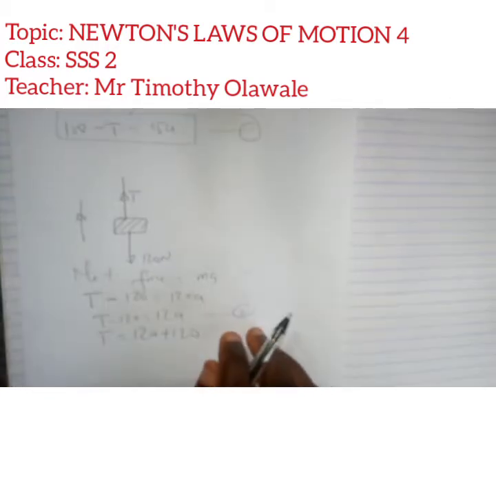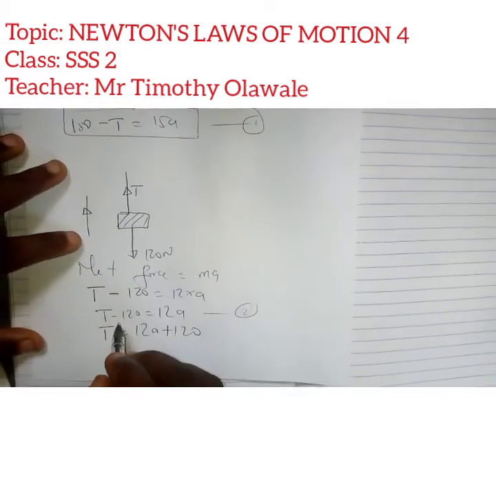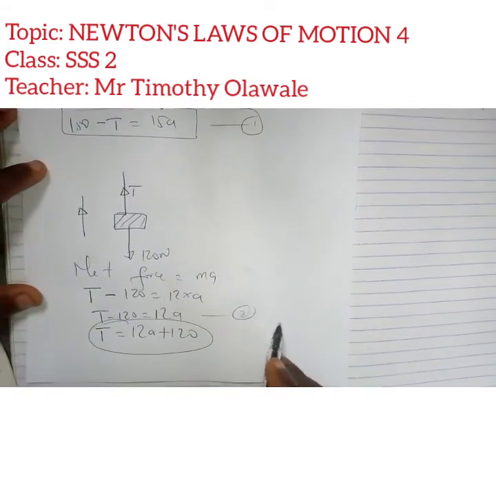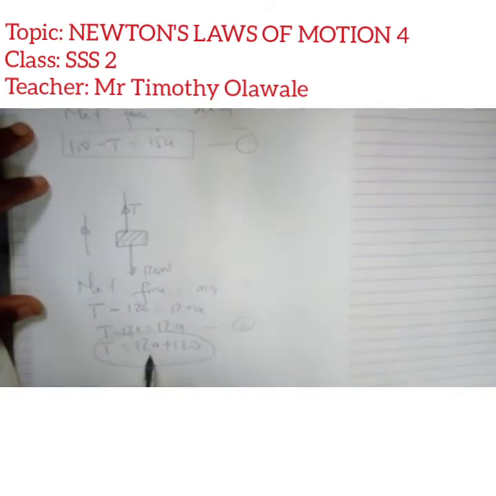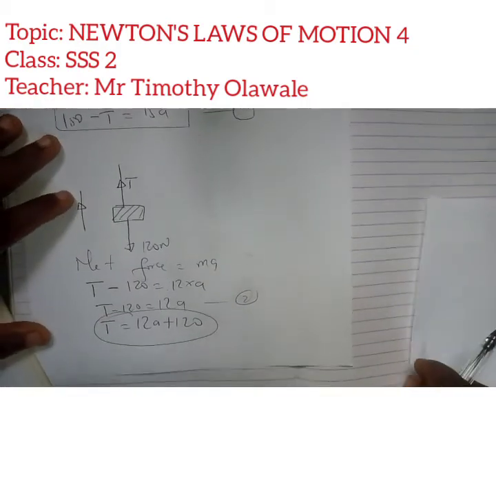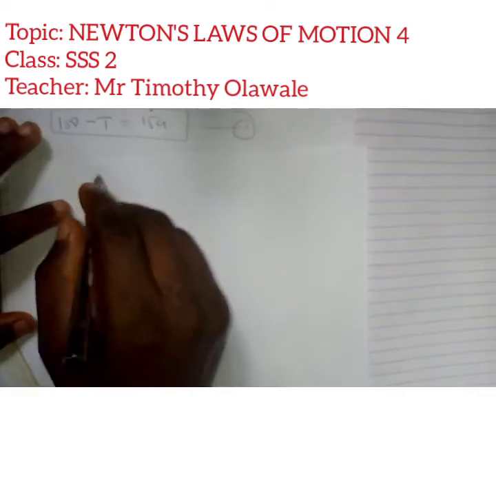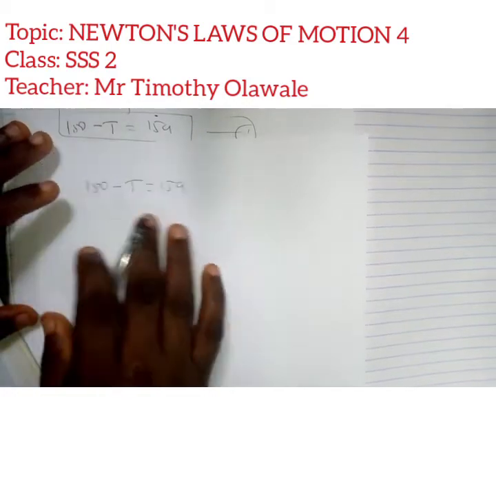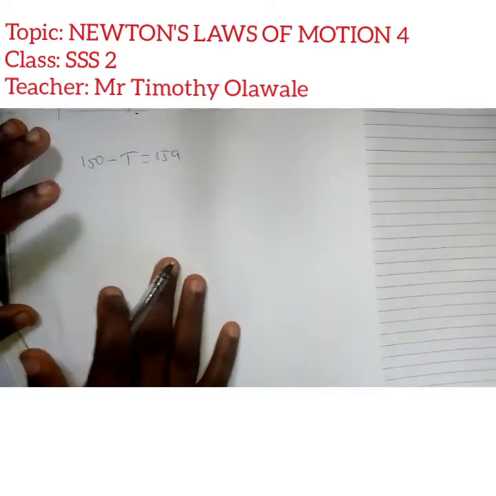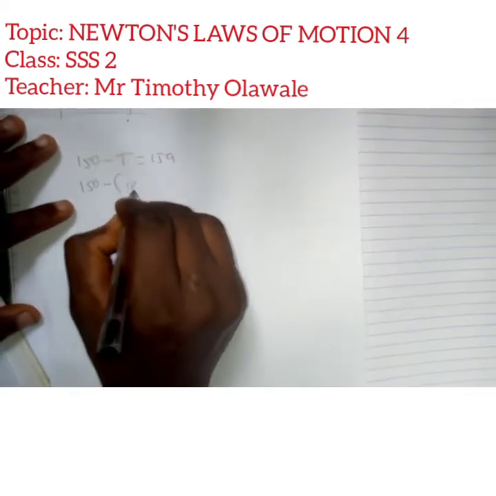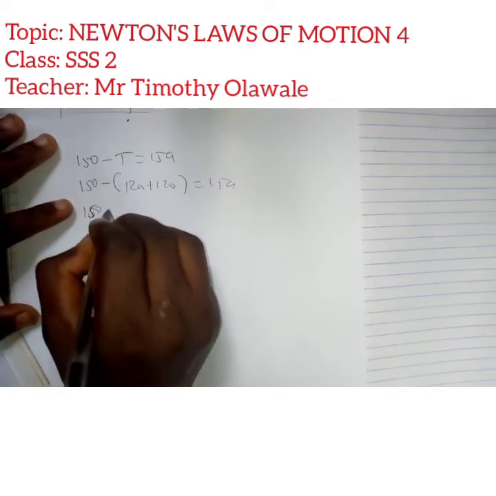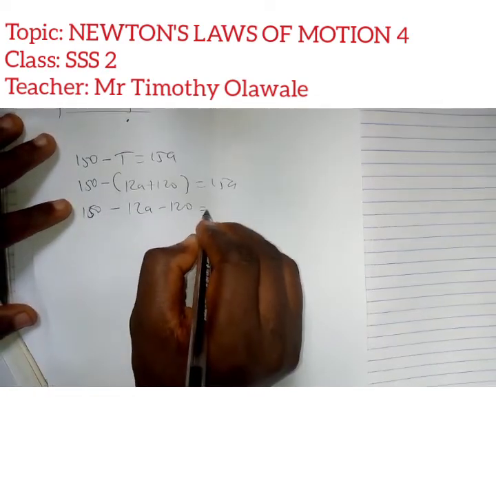Now this is like a simultaneous equation. So we can substitute this now into our equation 1. T is 12A plus 120. Remember, equation 1 is 150 minus T equals 15A. And our T is 12A plus 120. So we say 150 minus (12A plus 120) equals 15A. We can open the bracket here: 150 minus 12A minus 120 equals 15A.